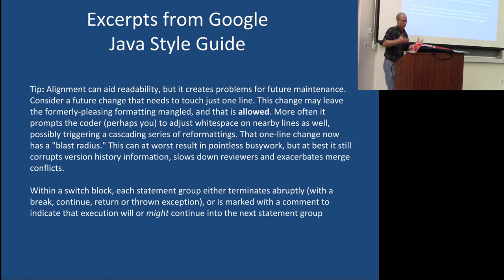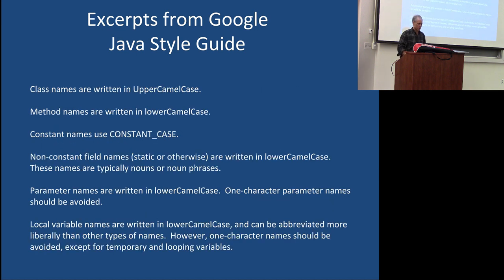What it's saying up there is that it's too easy to break. It's too hard to maintain. It's a pain to declare a new variable because you've got to add white space to make things line up. So they don't want you to do that, or at least don't complain if someone breaks it.